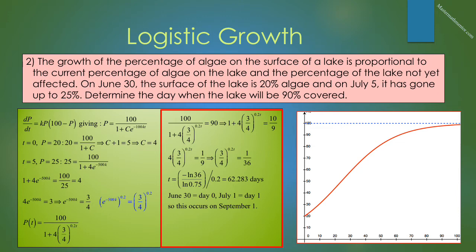62.283 days. Since June 30th is day 0, July 1st would be day 1, and since this is going to take 62 days, this will happen on September 1st.